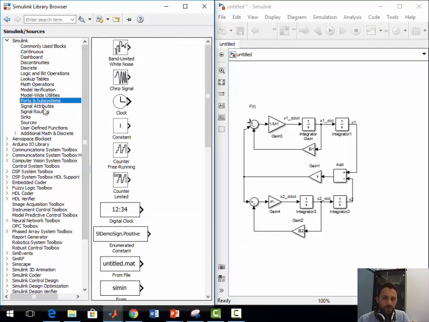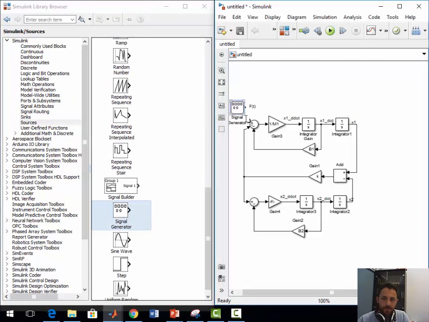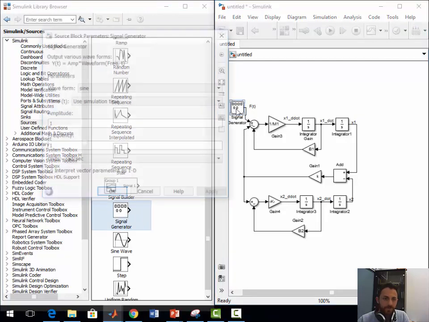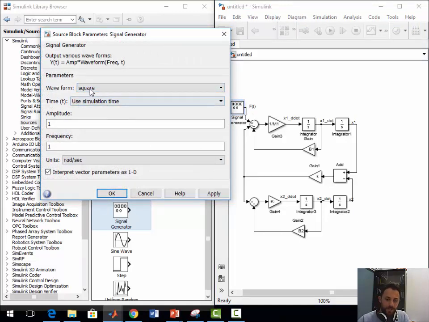Now we can go to sources, signal generator, this is f of t. We will be inserting a square wave, and the amplitude here we put as 1, with a positive amplitude, stepping negative before stepping positive, and we will be using the frequency 0.01 hertz. Apply.